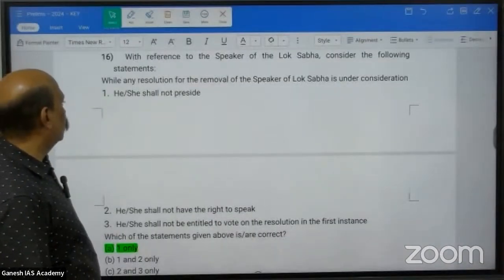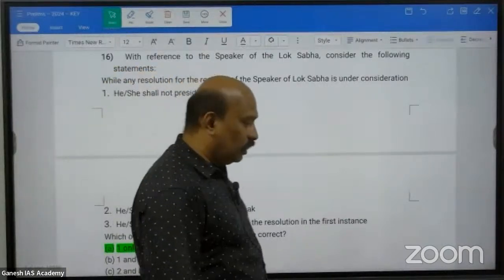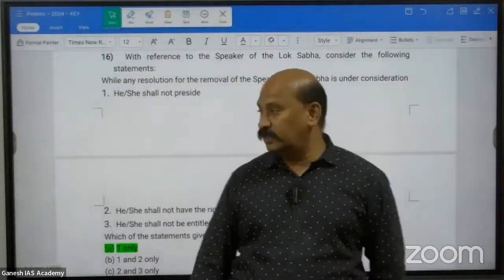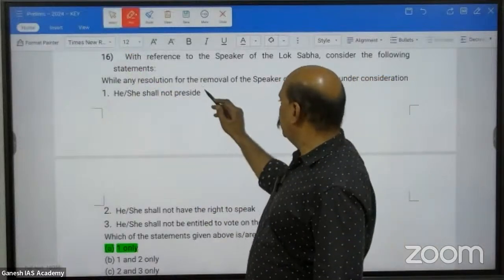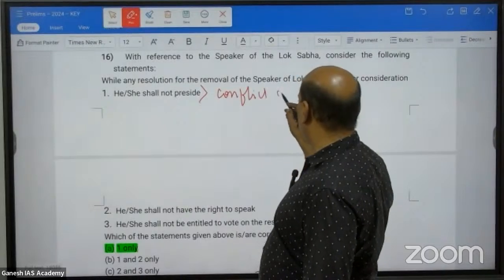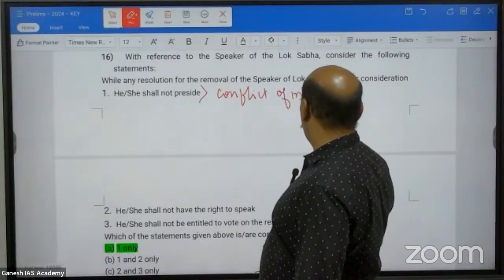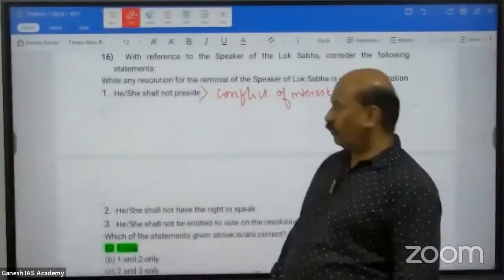With reference to Speaker of the Lok Sabha, consider the following statements. While any resolution for the removal of the Speaker of Lok Sabha is under consideration, he or she shall not proceed, because this will lead to conflict of interest. Right? So conflict of interest you will be studying as part of your ethics.